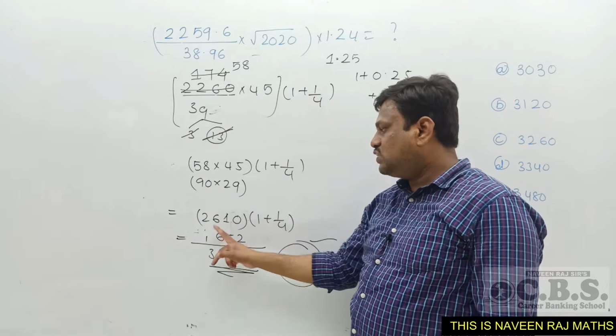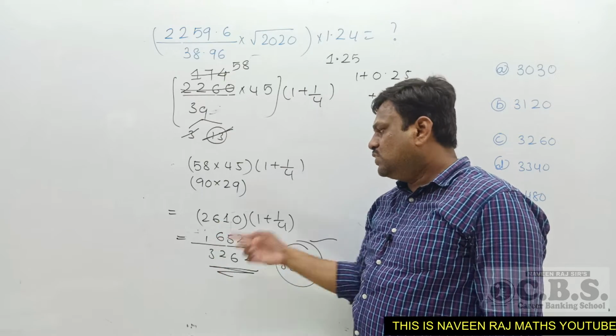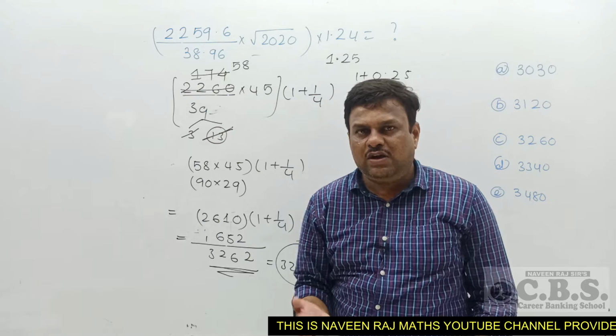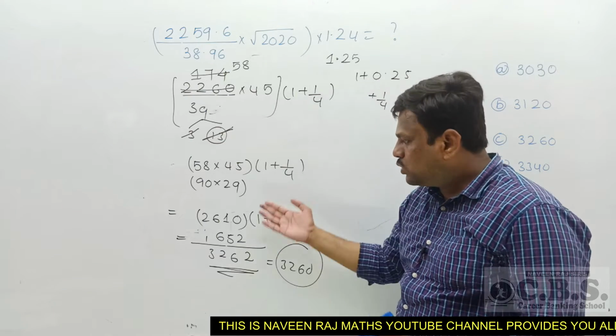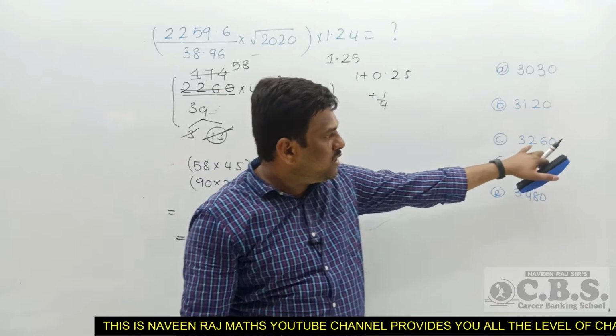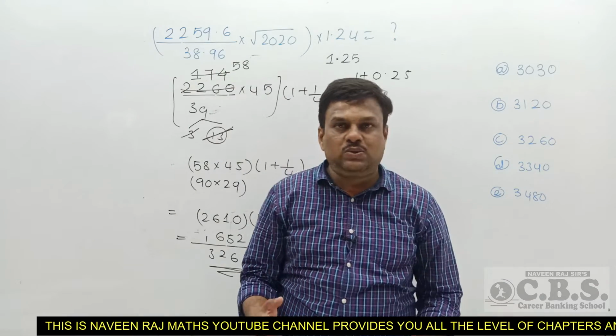Divide: one-fourth of this value is about 652. So there is no need to do the exact difference, you just go for it. 2600, one-fourth value is approximately 600. So 2600 minus 600 is 2000... only the option near 3200 is available. So 3260, that's your answer.